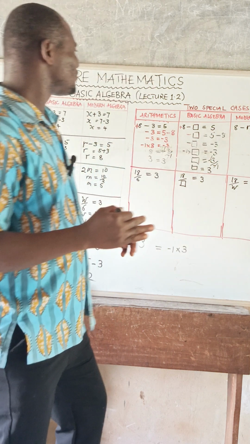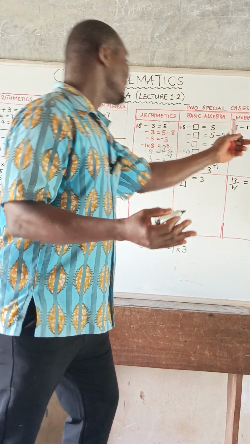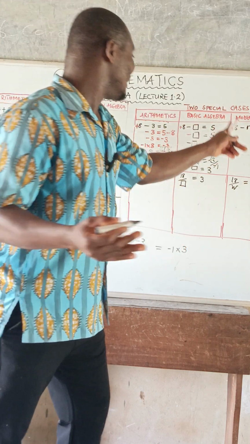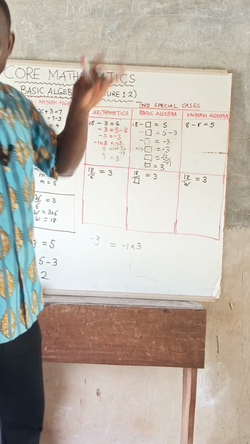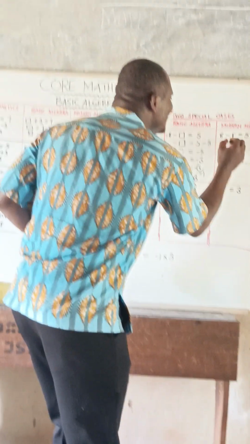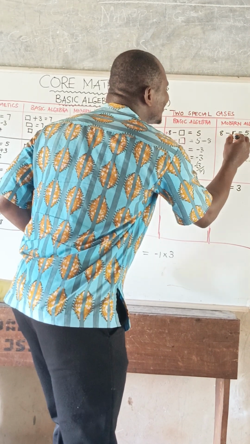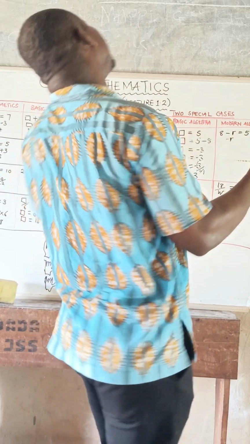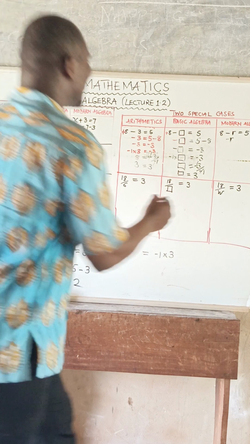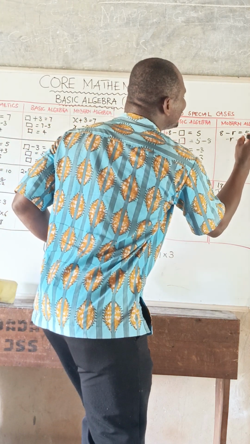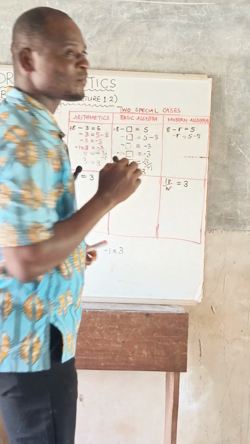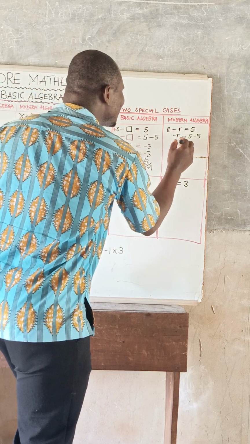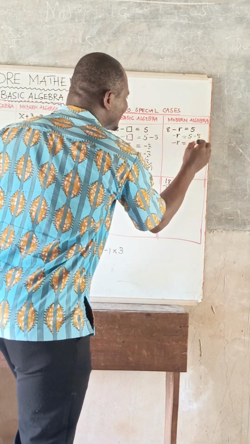So here, the idea remains the same. 8 is the one going away, and to the left of it there is no sign. It is a positive 8. So I'll keep the negative attached to the R, because the negative is to the left of the R, so it is for the R. So negative R is equal to 5 minus 8, and so negative R equal to negative 3.